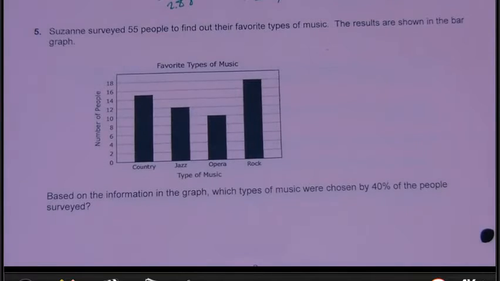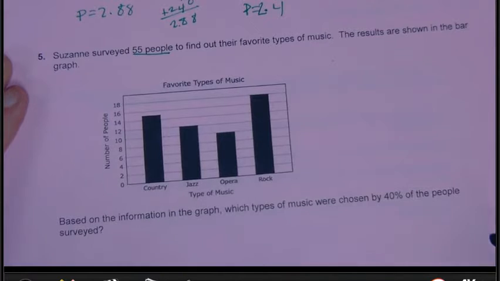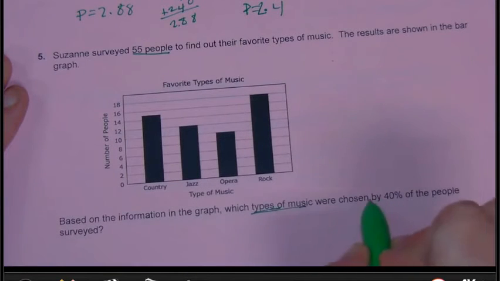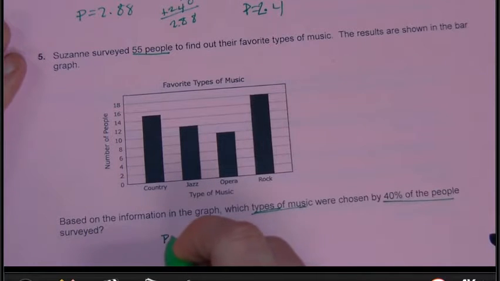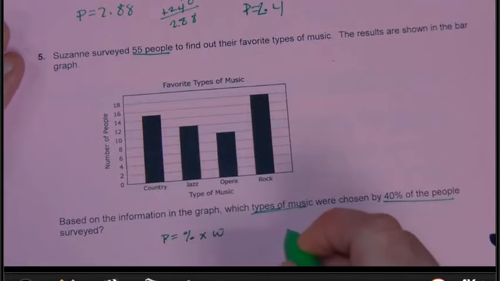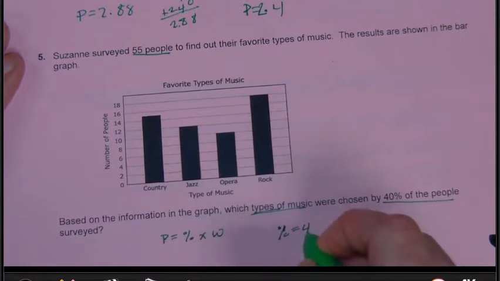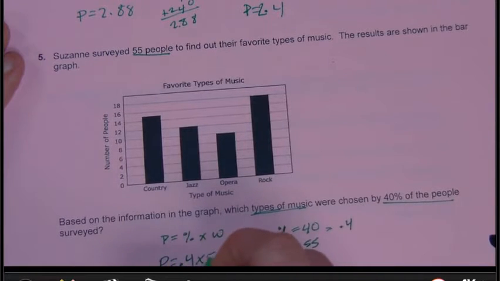Number 5, Suzanne surveyed 55 people to find out their favorite types of music. The results are shown in the graph below. So I have a total of 55 people, okay? Based on the information of the graph, which types, so more than one, of music were chosen by 40% of the people, okay? Well, it sounds like I need to know my part. So I have my part, because I have my percent as 40. I'll do this 40%. My whole is 55. Well, this can be written as 0.4, and I need to find my parts. So 0.4 times 55.